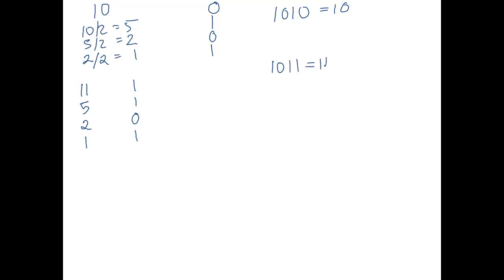Let's do 12. So it's even. 6 is even. 3 is odd. 3 divided by 2, throw away the remainder, is 1, is odd. So I have 1, 1, 0, 0, which is 12. Let's do one more. I'll have to put it over here. 13 is odd. 13 divided by 2 is 6. That's even. Divided by 2 is 3. That's odd. Divided by 2 is 1. That's odd. 1, 1, 0, 1 is 13.